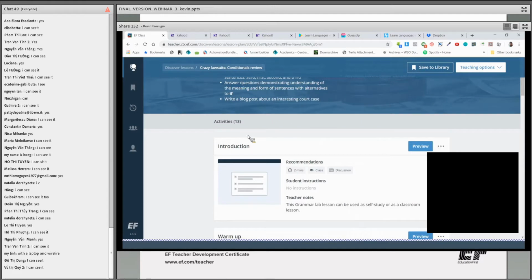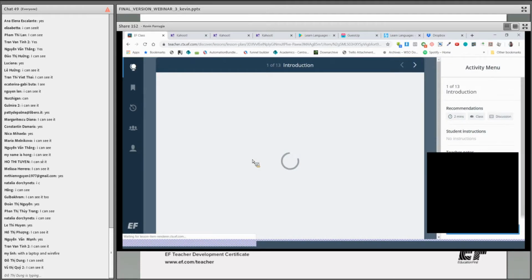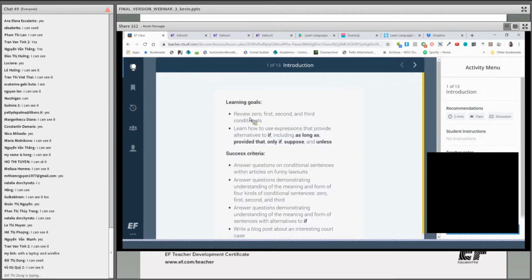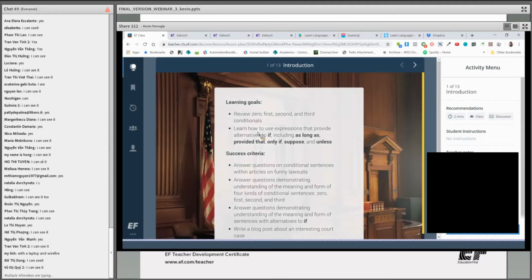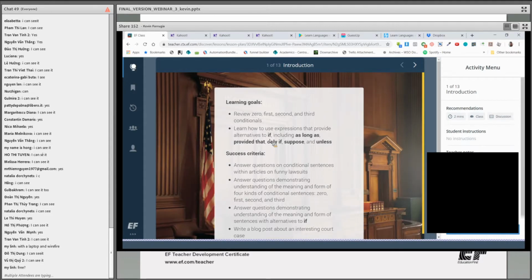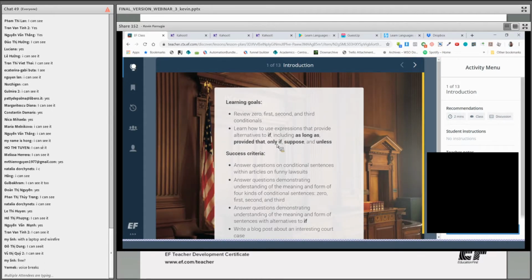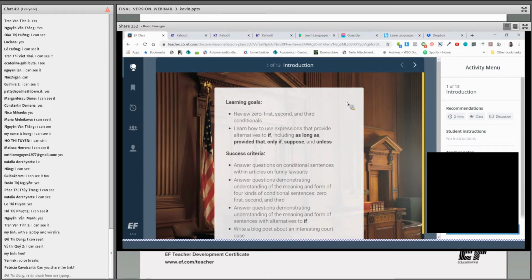This is called Crazy Lawsuits. As you can see, it has 13 activities in it. So as the teacher, I would be able to click on that and see what the lesson aims are. In this case, it's about conditionals, so review the zero, first, second, and third conditional, and learn how to use expressions that provide alternatives to if, including as long as, provided that, etc.